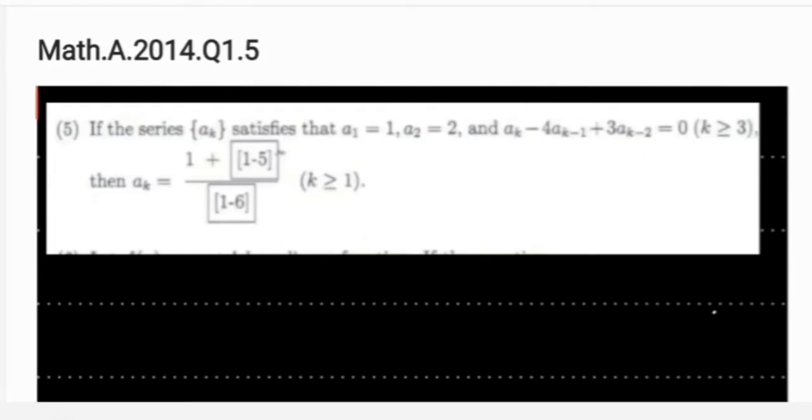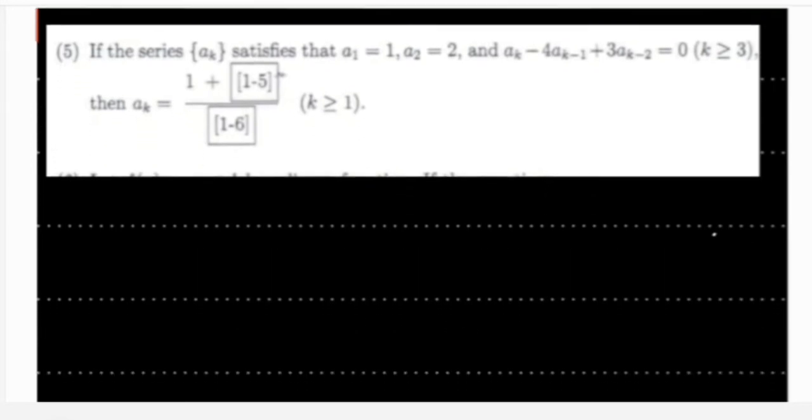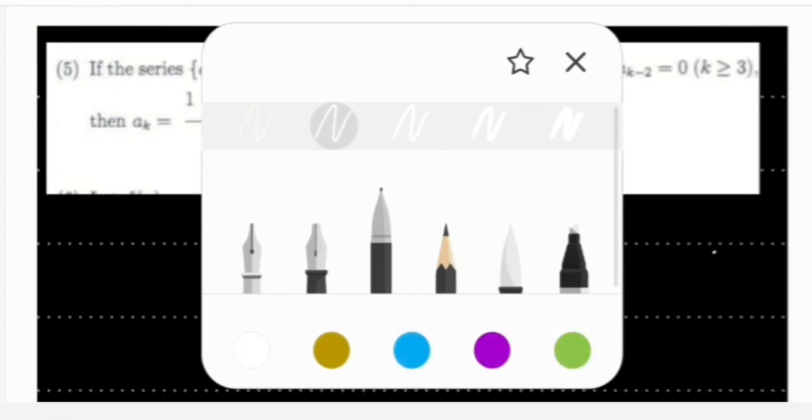Let's solve Max Exam Math A 2014 question 1.5. Okay, so this is a recurrence question. Now I'll be honest, I can solve recurrences of first degree, understanding what I'm doing actually, but this is a recurrence of second degree.